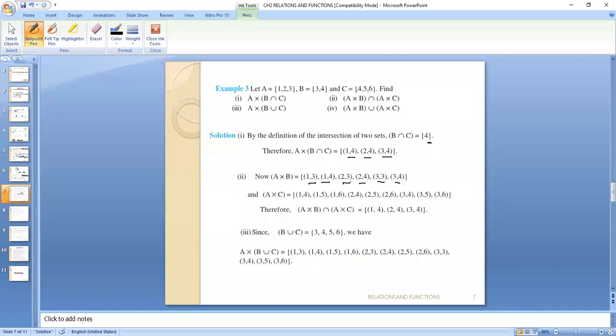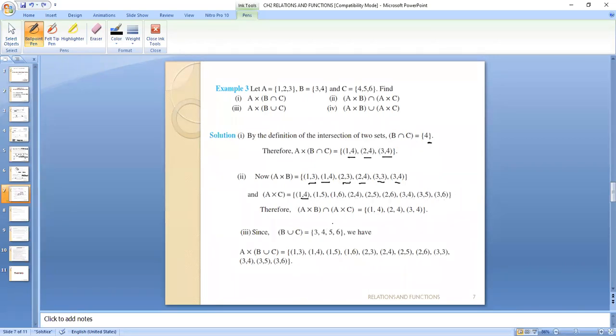Now multiply set A with set C. 1 with 4, 5, 6: (1, 4), (1, 5), (1, 6). Multiply 2 with all the elements: (2, 4), (2, 5), (2, 6). Now multiply 3: (3, 4), (3, 5), and (3, 6), right? Now you have to take the intersection, A cross B intersection A cross C.